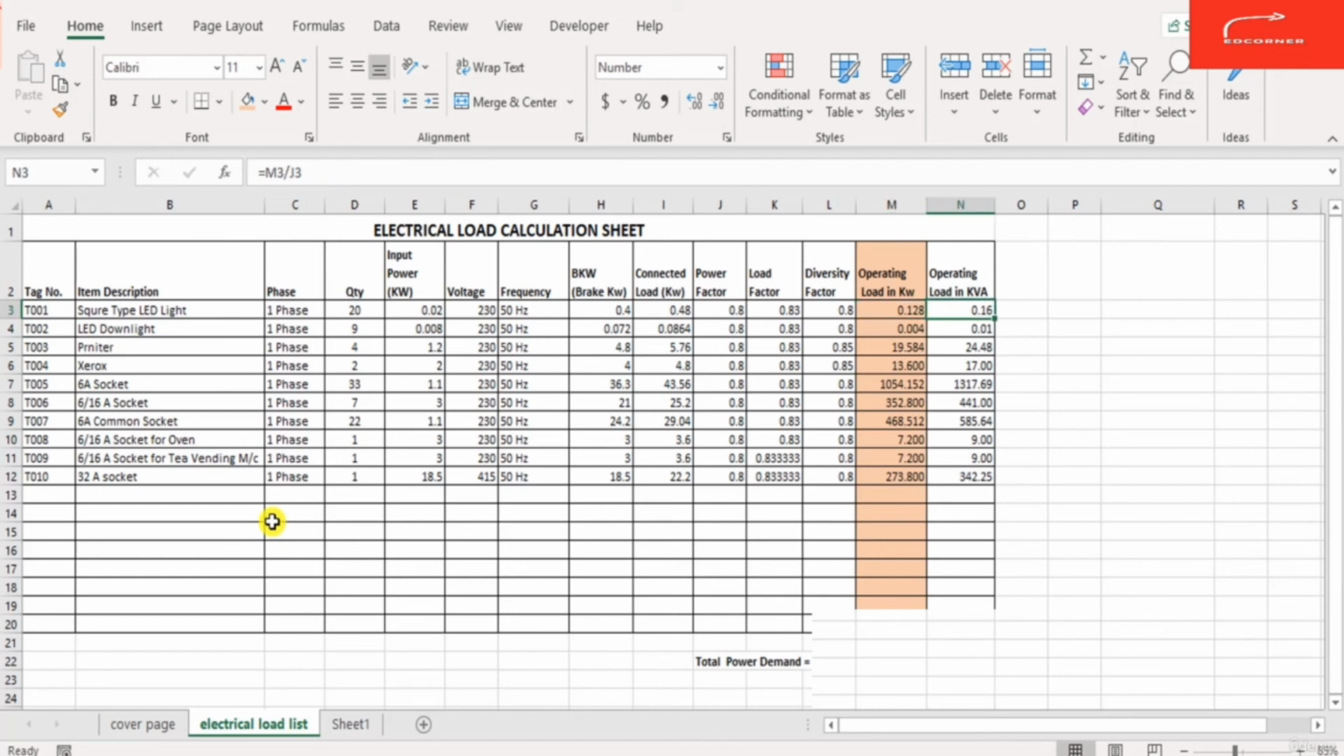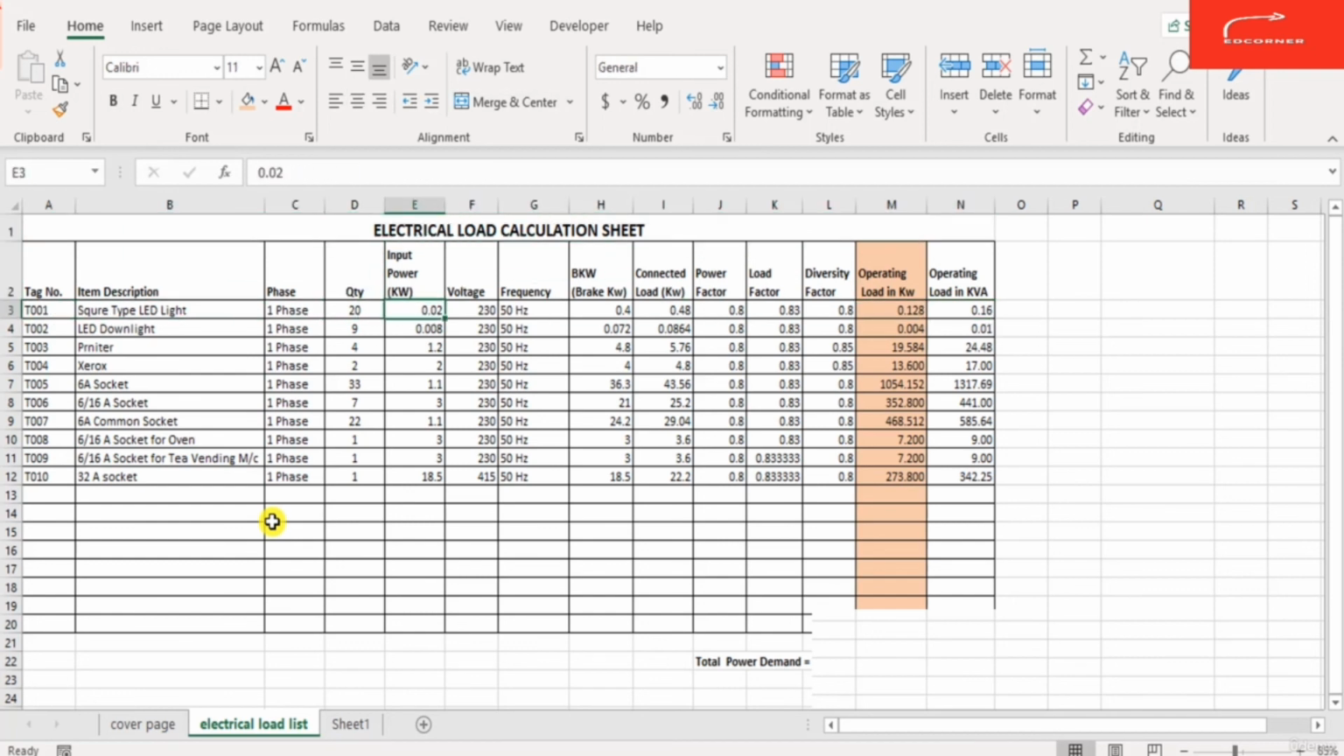And the next is the operating load in kilovolt ampere. Kilovolt ampere is required for the transformer. Transformer sizing is also important. When we calculate the operating load in kilowatts, we can calculate the operating load in kilovolt ampere also, to calculate the transformer size. The transformer size is based on the actual power requirement or the power demand for that certain tower or area. So this is the sheet we have.